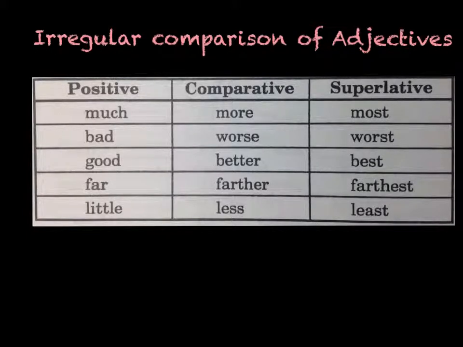Some adjectives have an irregular form of comparison. An irregular adjective forms the degree of comparison by a complete change in the word itself. For example, positive of much, the comparative is more, superlative is most. Bad goes to worse or worst. Good is better or best. Far, farther, farthest. Little, less, least.